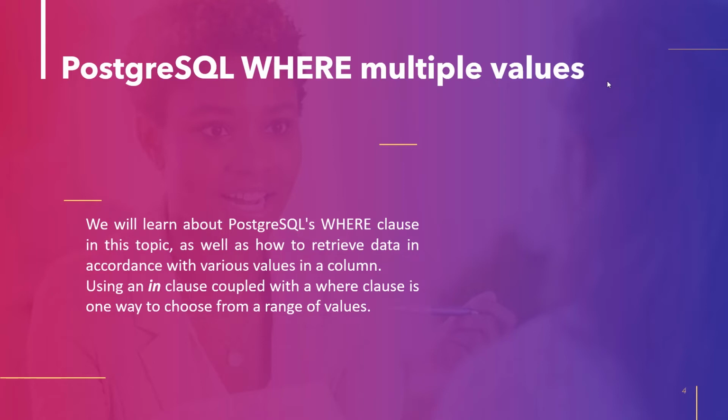So the question is, how can we retrieve data according to multiple values in a column? One of the methods to select from multiple values is to use an IN clause along with the WHERE clause. So let's directly jump to an example.